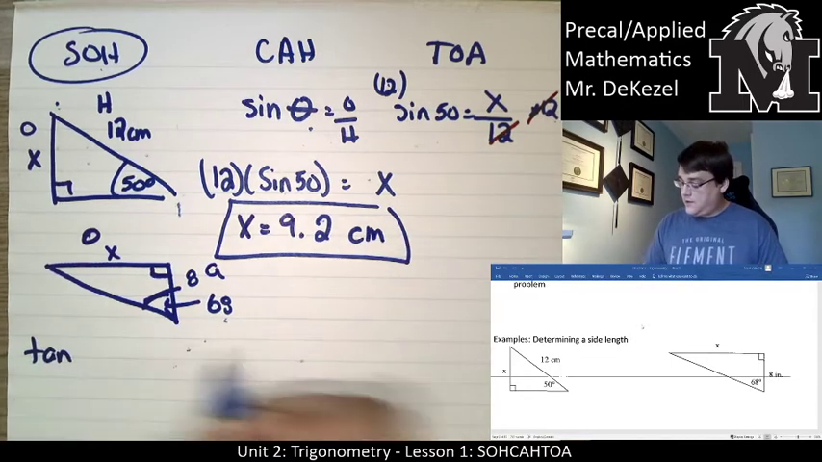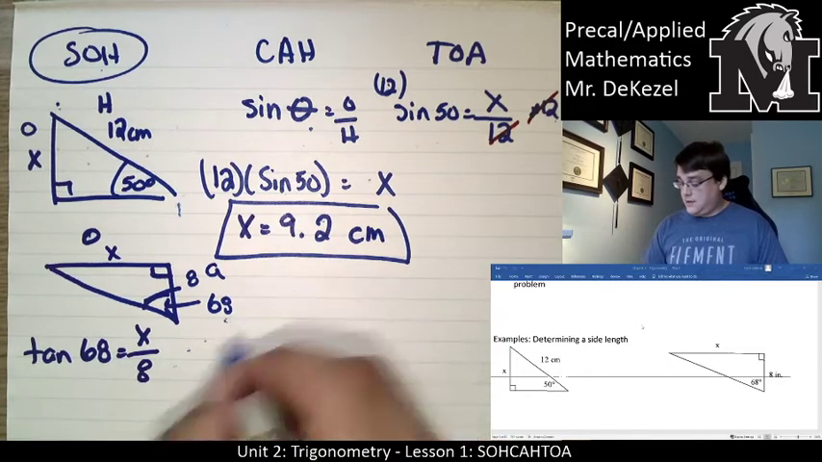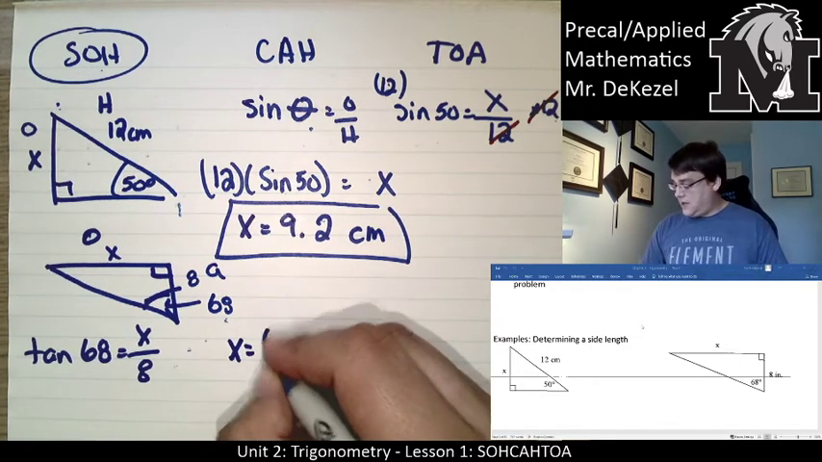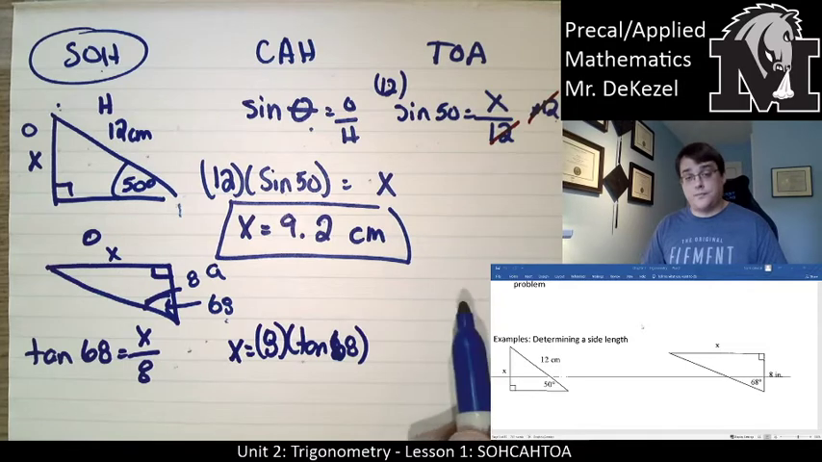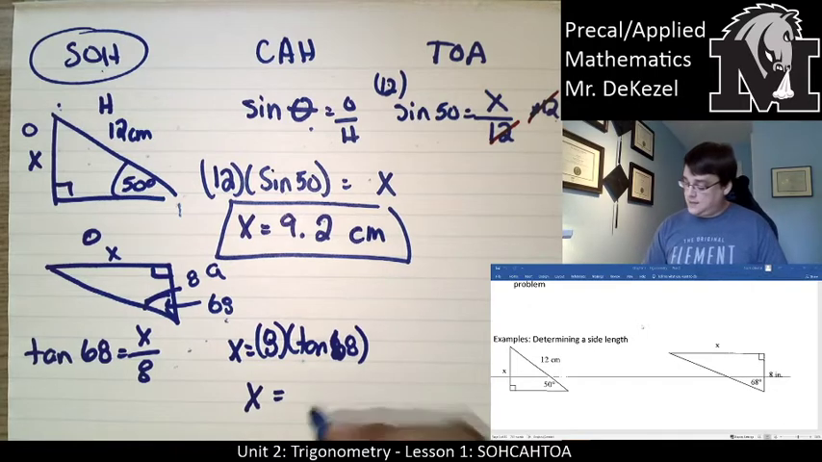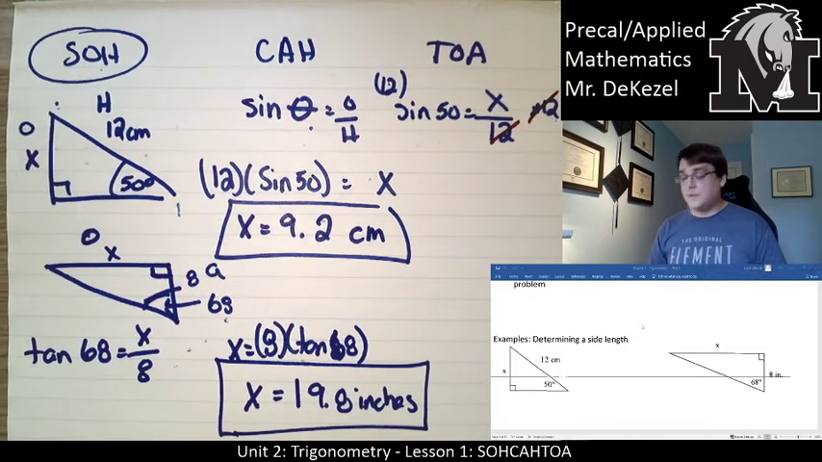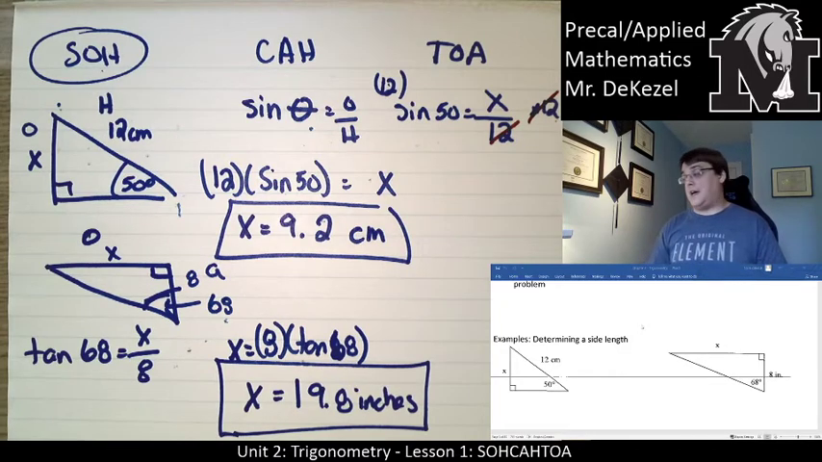So we go tan of 68 is equal to opposite, x, over adjacent, which is 8. Therefore, we need to multiply both sides by 8. So x is equal to 8 times the tan of 68. Punch that into your calculator. You go 68 tan multiplied by 8. We get 19.8 inches. So the hardest part is labeling your sides and determining what formula to use. After that, it's just moving one thing or two things across the equal sign using algebra.